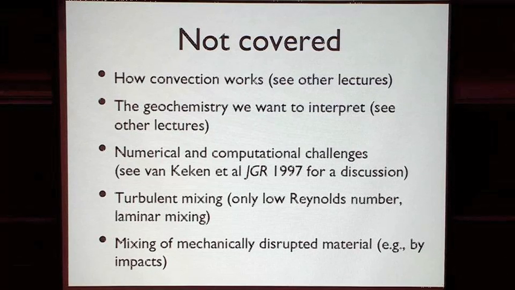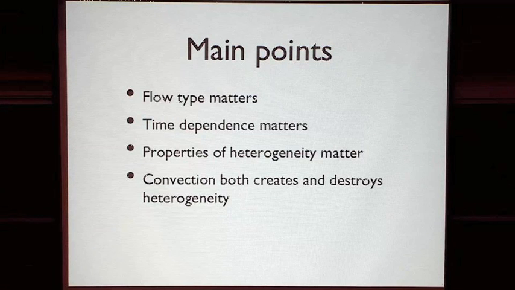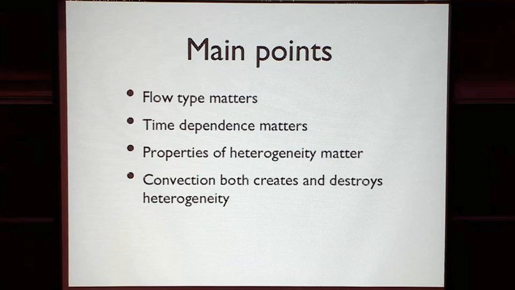today. First, flow type experienced by structures matters. Time dependence matters. Time dependence in a flow greatly enhances mixing. The properties of the material being stretched and mixed also matter. And finally, the last point is really a reminder. We'll be talking about convection and flow as an agent to cause homogenization, stirring, and mixing. But it is convection, of course, that brings material from one place to another that causes melting. Melting causes differentiation. So convection both creates and destroys heterogeneity.